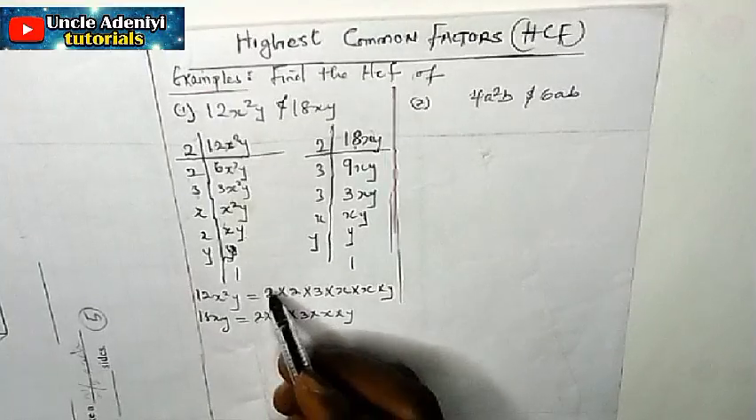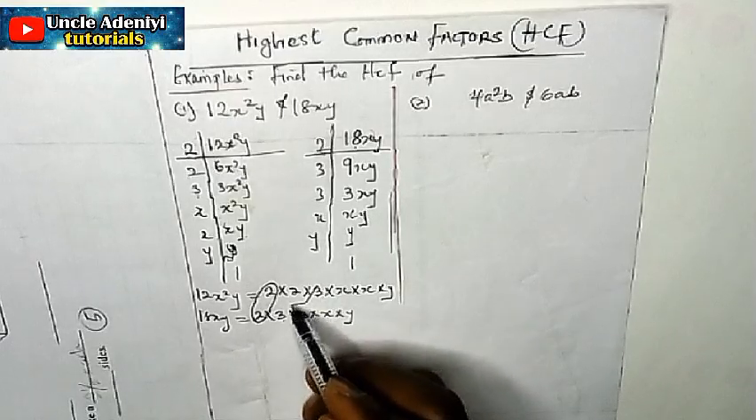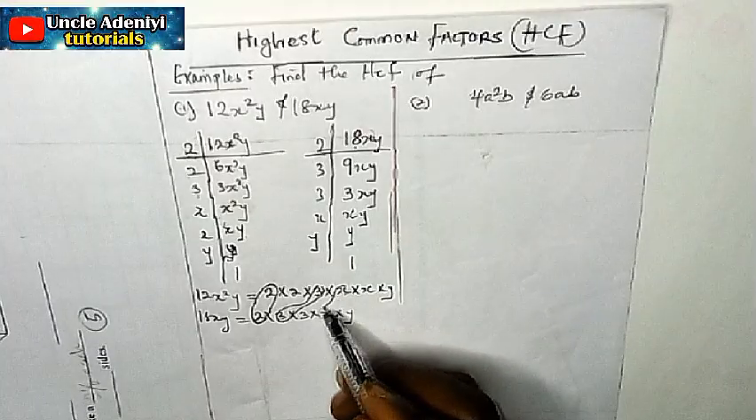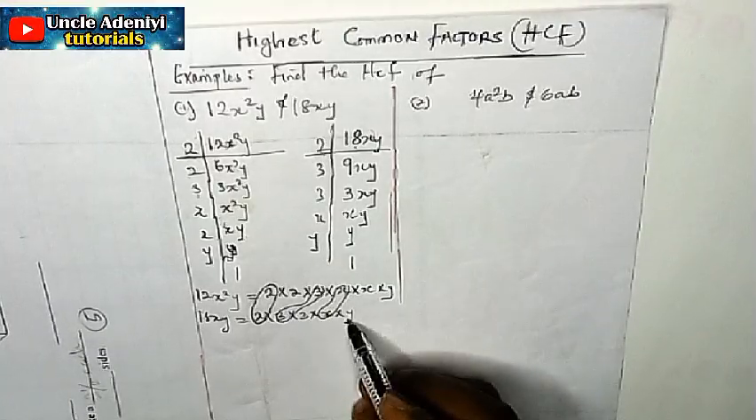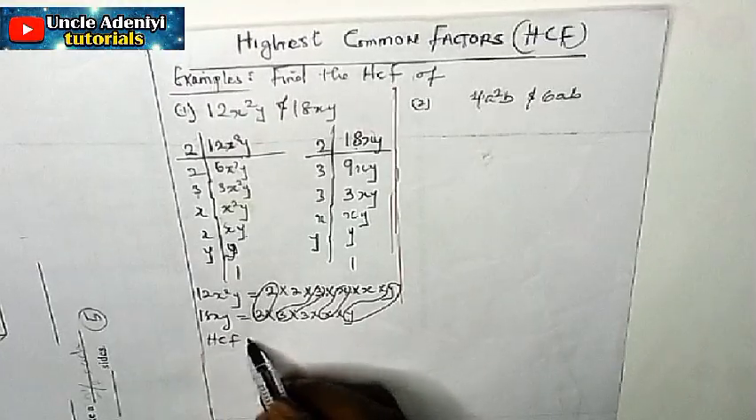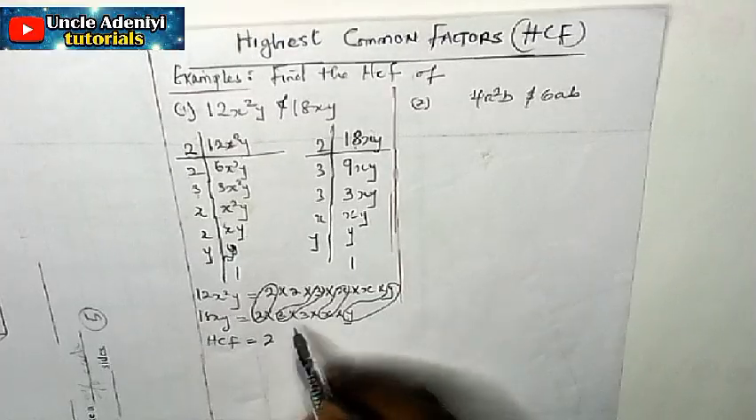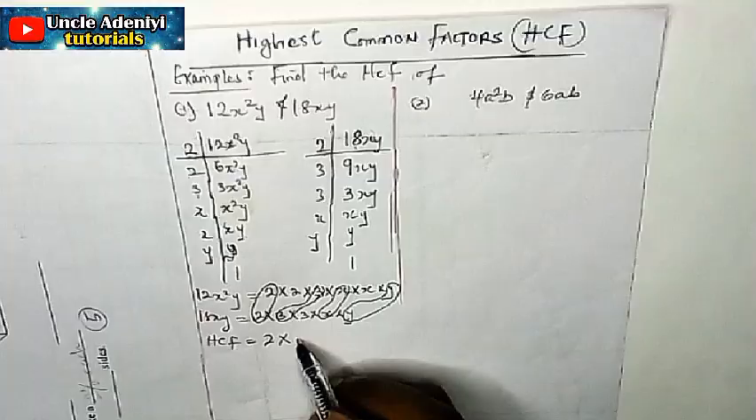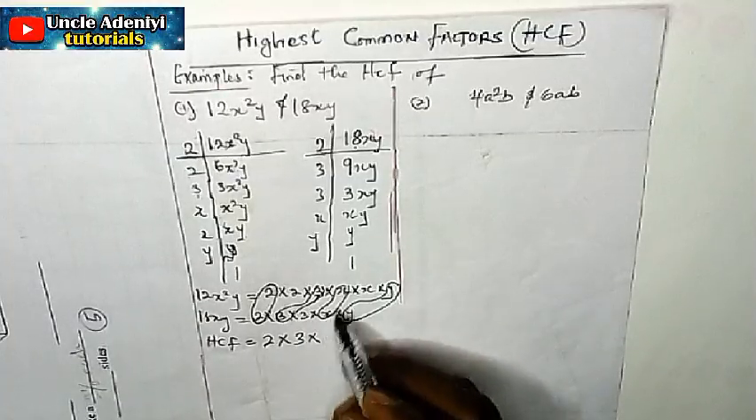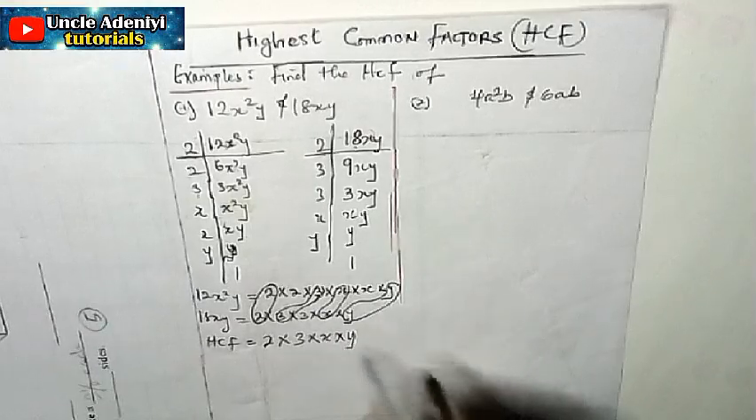So 2 here, 2 is here. Map them out. Also 3 is here, 3 is here. Map them out. Also x is here, x is here. Map them out. Also y is here, y is here. Map them out. So therefore, HCF, highest common factor, give you, take 1 out, 2, times 3, times the next one that appears, x, times the next one, y, right?